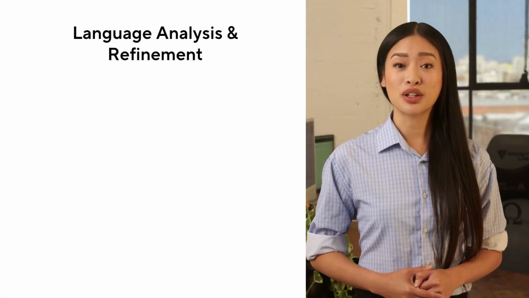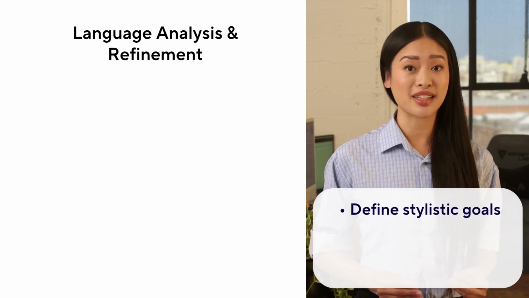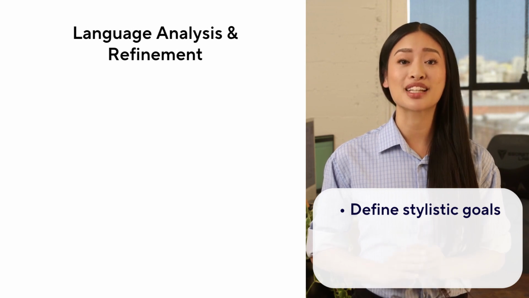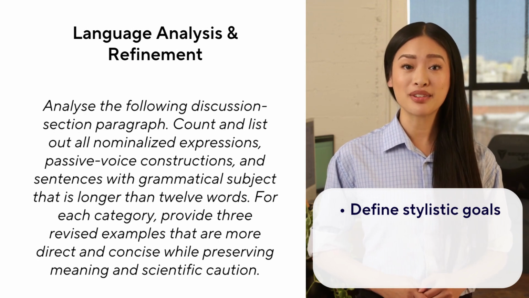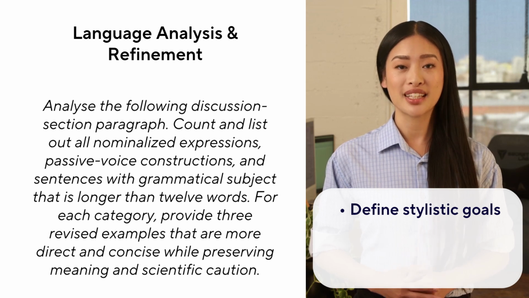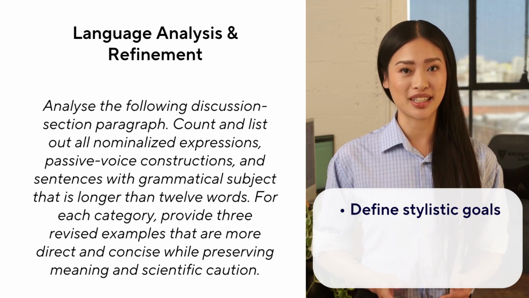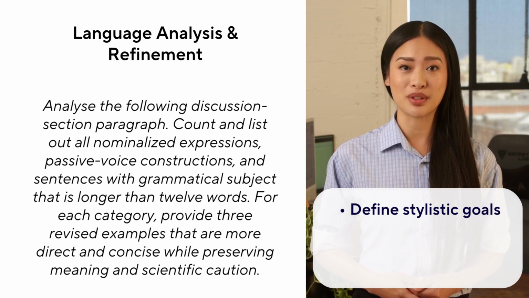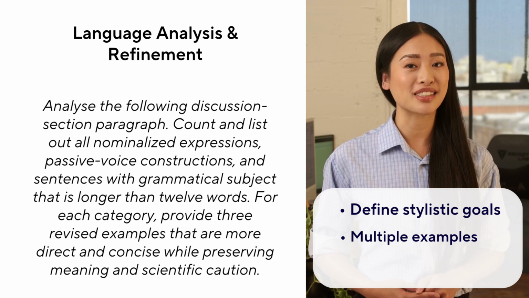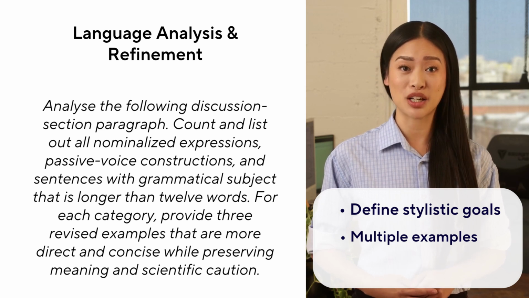Start by using your creativity and think about what stylistic goals and disciplinary conventions you need to follow. In your prompt, tell AI, analyze a paragraph, count and list out all nominalized expressions, passive voice constructions, and sentences with a grammatical subject that is longer than 12 words. For each category, provide 3 revised examples that are more direct and concise while preserving meaning and scientific caution.